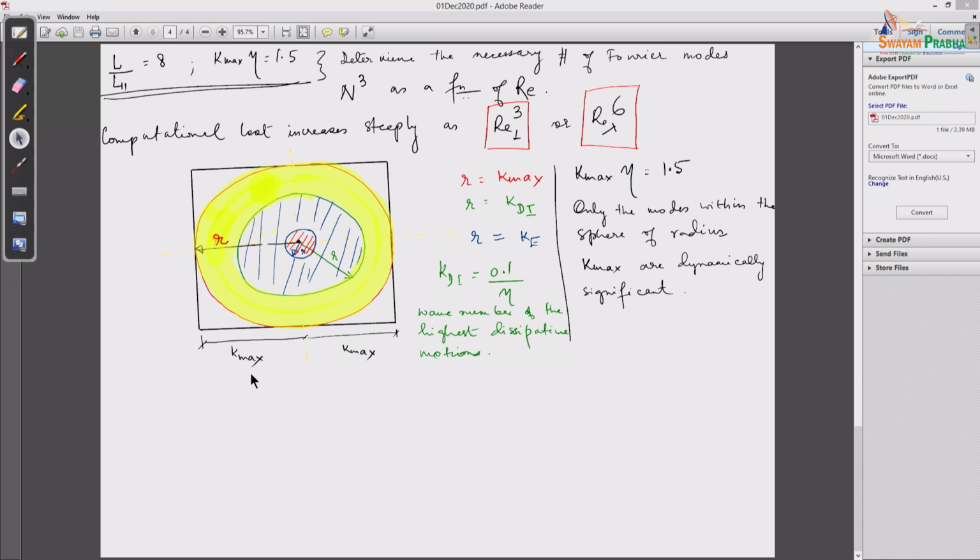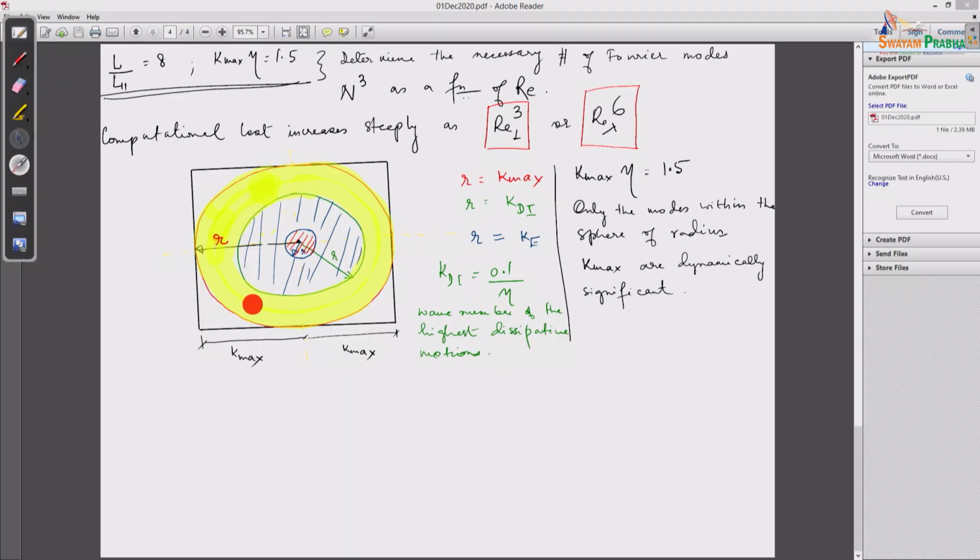K di is essentially this. 99.98% of the modes represented have wave numbers larger than K di. So the majority of the dissipative motions lie within that shell here. And in the inertial subrange, which exists somewhere here, it's less than 0.02% of the modes. This is something that we know.